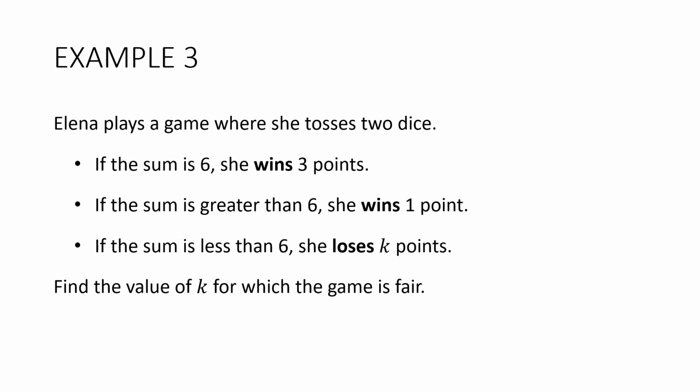Elena plays a game where she tosses 2 dice. If the sum is 6, she wins 3 points. If the sum is greater than 6, she wins 1 point. If the sum is less than 6, she loses k points. Find the value of k for which the game is fair. So we're going to multiply the probabilities that we just worked out by the outcome in each case and add them up. And if the game is fair, it's going to total 0.